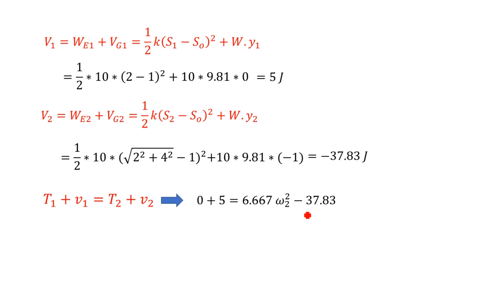I can rearrange the equation. The minus 37.83 will go to the left, and then we're going to have a positive 37.83 plus 5, and this will make it 42.83 divided by 6.667, and this will give me the omega 2 square, and taking the square root, I will find that the omega 2 is equal to 2.53 radian per second. Okay, so it's a straightforward answer. We just need to think about how we're going to calculate the stretching of the spring in the second case.